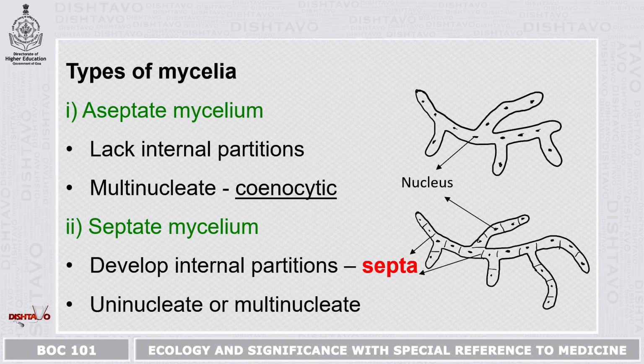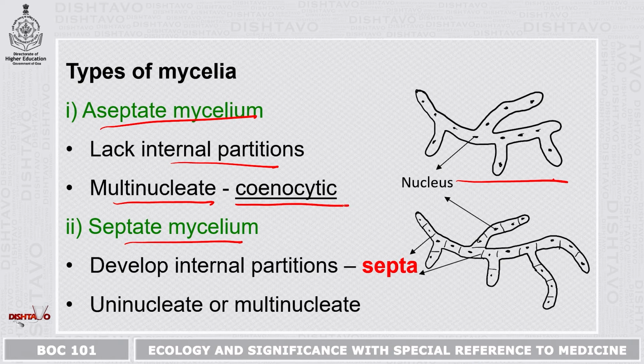There are several types of mycelia. There are two types, that is aseptate mycelium and septate mycelium. In case of aseptate mycelium, they lack internal partitions. So here you can see in this diagram, there are no septations or wall formation, right? So they form a multinucleate aseptate mycelium which is called cenocytic mycelium. So cenocytic is basically the aseptate multinucleate mycelium.